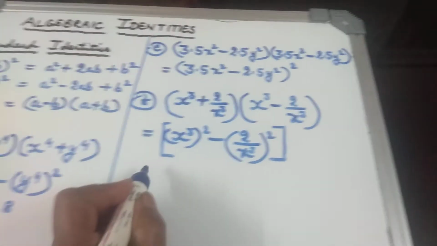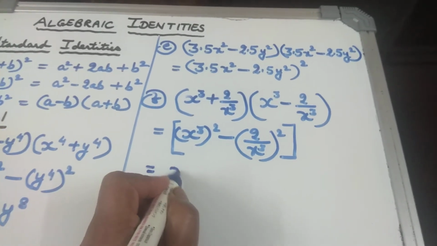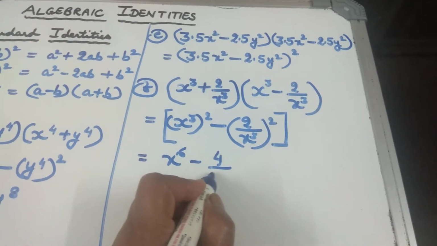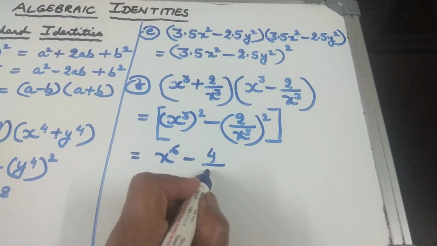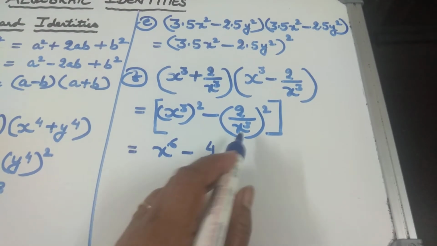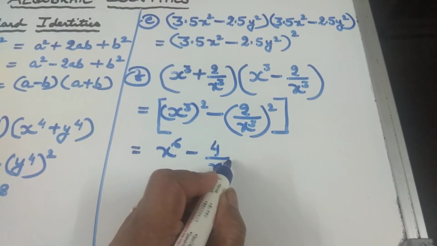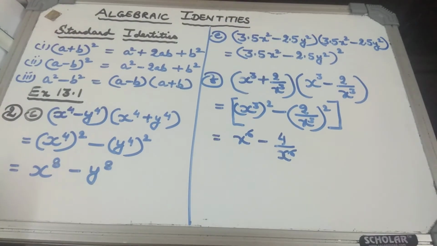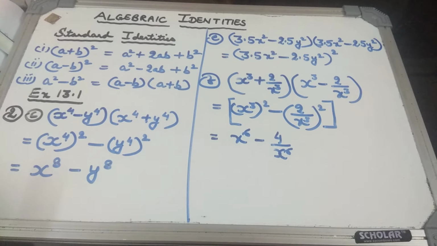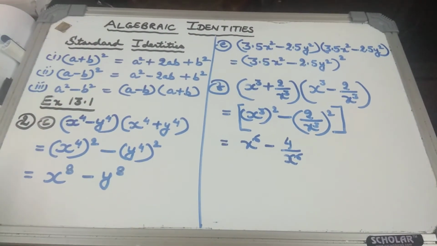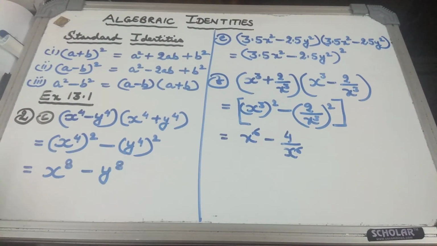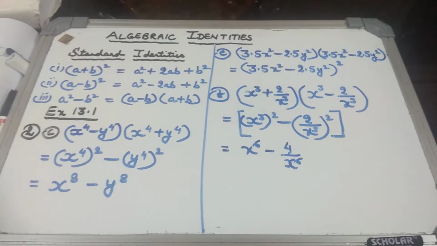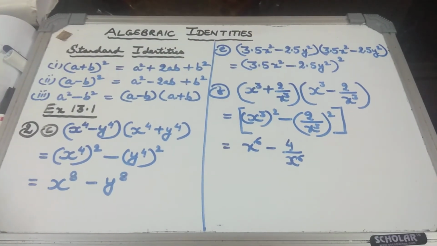What do you get is x to the power 6 minus 4 to the power 3 into 2, that will be again 6. So finally your answer is x to the power 6 minus 4 upon x to the power 6. Children, go through all the steps. If any problem is there, you may ask in interactive session. Clear your doubts here itself.